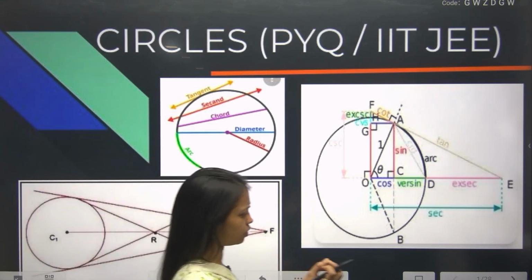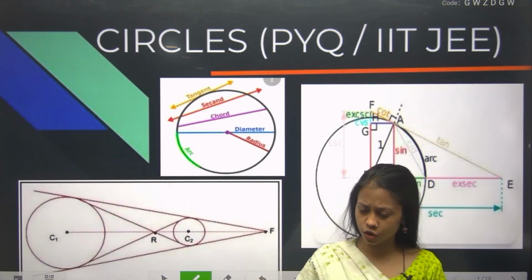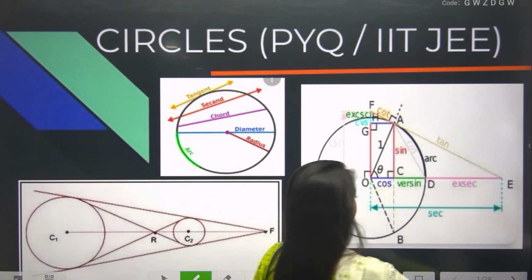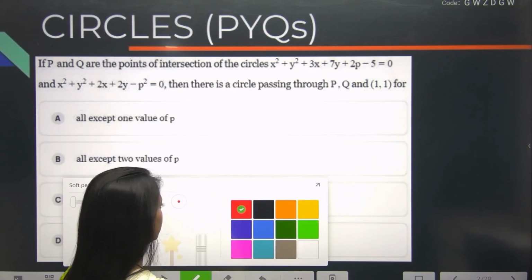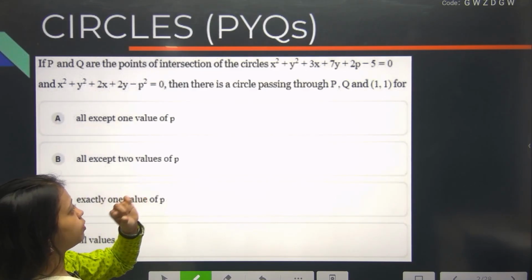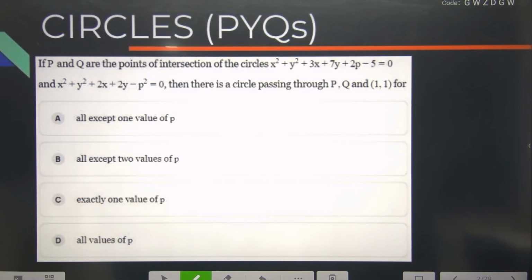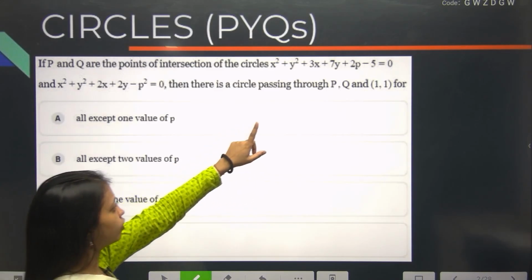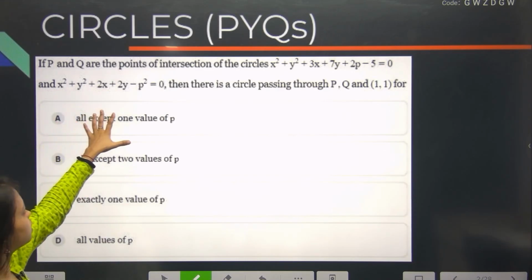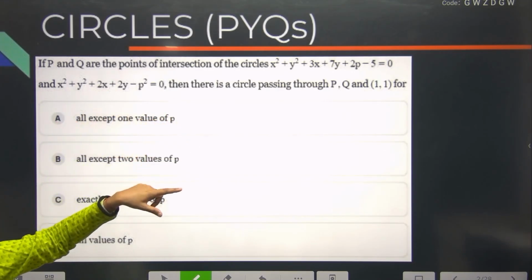I have taken a few questions from your JEE Mains previous year questions, so let's try to focus on them. Here is the first question. If P and Q are the points of intersection of the circle x square plus y square plus 3x plus 7y plus 2p minus 5 equals to 0, there is a variable over here, that is p, and this is the other circle. Then there is a circle passing through P, Q.